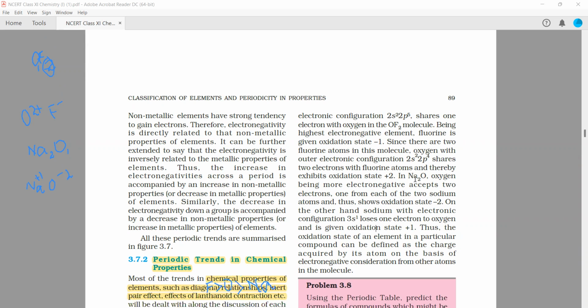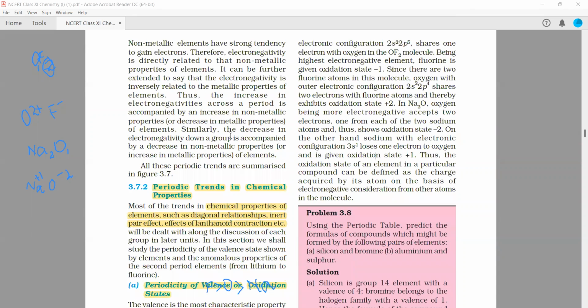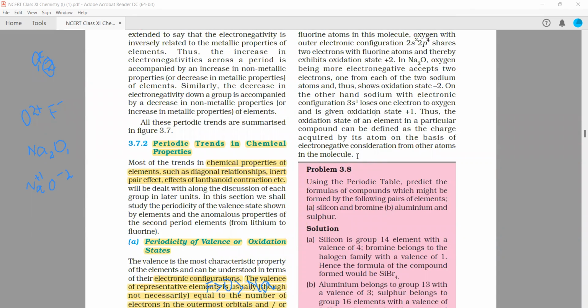Okay, in a similar way Na2O. You read it and you will understand. It is just the same way.